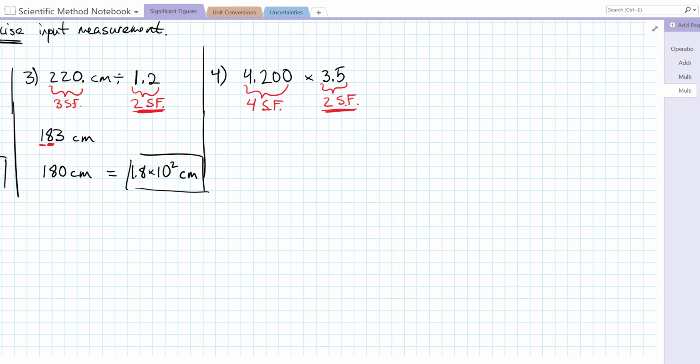4.200 times 3.5 is equal to 14.7, and we're going to round that to 2 sig figs, so that's going to be to the ones place. Our answer is then, we're rounding up to the nearest one. That's going to be 15, or it's going to be equal to 1.5 times 10 to the 1 in scientific notation.